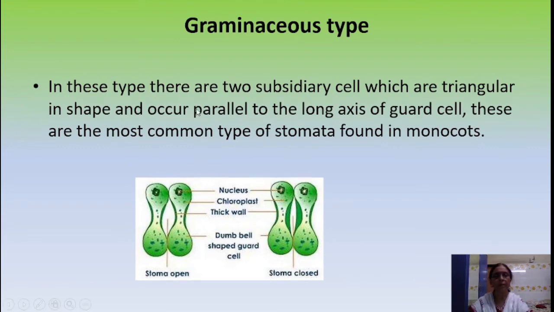Coming to monocots, graminaceous type. In this type, there are two subsidiary cells which are triangular in shape and occur parallel to the long axis of the guard cells. These are the most common type of stomata found in monocots. In monocots, the shape of the stomata is dumbbell shape and they have triangular subsidiary cells.